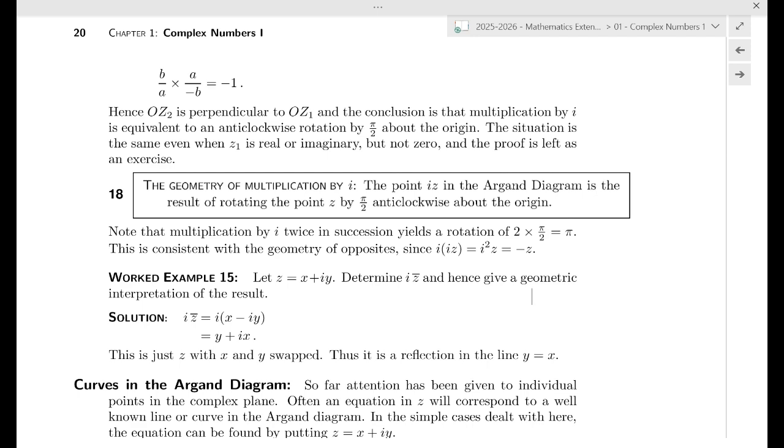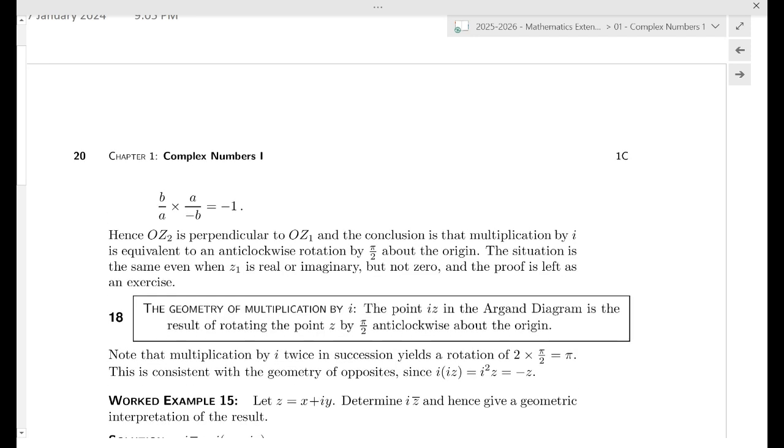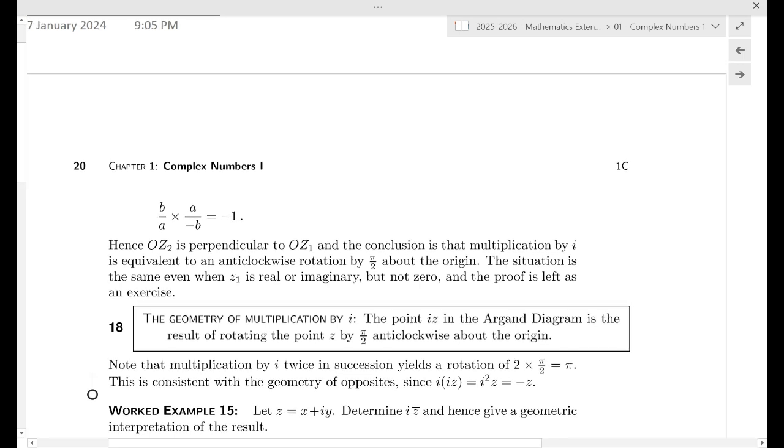Okay, let's do the worked example. I'll just hit hide on that so I can actually see it. Let Z equal x plus iy, determine iz, and hence give a geometric interpretation of the result.